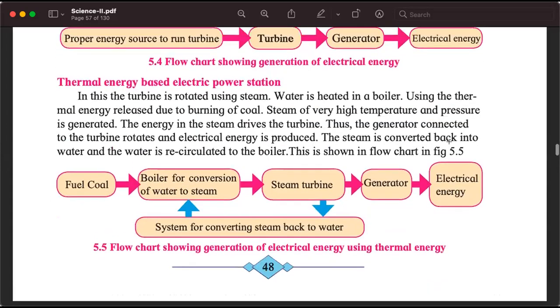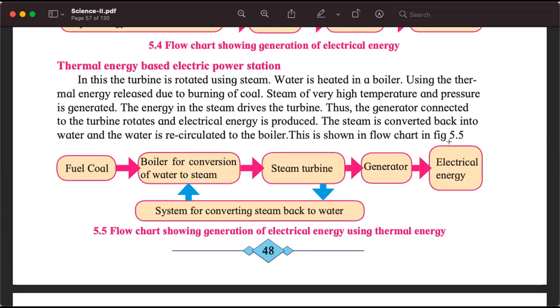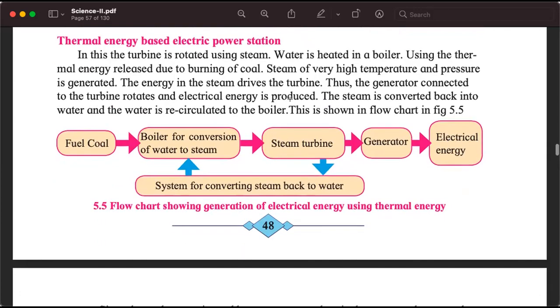First point is thermal energy based electrical power station, in which we will burn coal, heat the water, and that steam will be used. Look, the steam will be used to move the steam turbine. That is number one. You are counting, right? One.